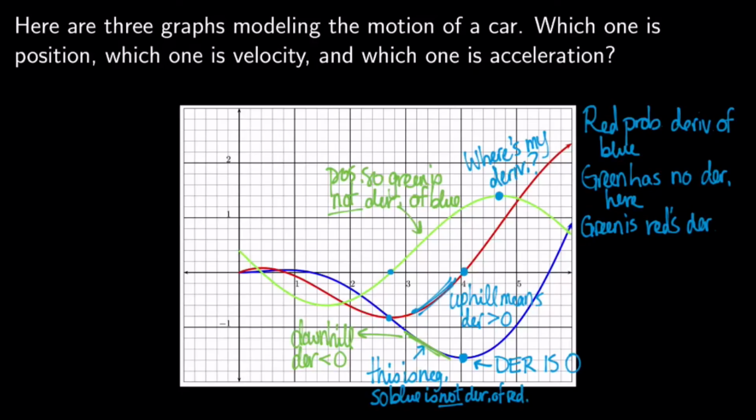So in any case, this is the answer. Blue, position, red, velocity, green, acceleration.